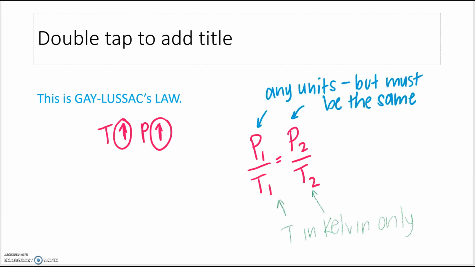Remember, when you're using these, temperature has to be in Kelvin, and pressure can be in any units, but it has to be the same unit. So P1 could be in atmospheres, P2 is going to have to be in atmospheres. If P1 is in torr, then P2 has to be in torr. So whatever the units are, they just have to be the same.